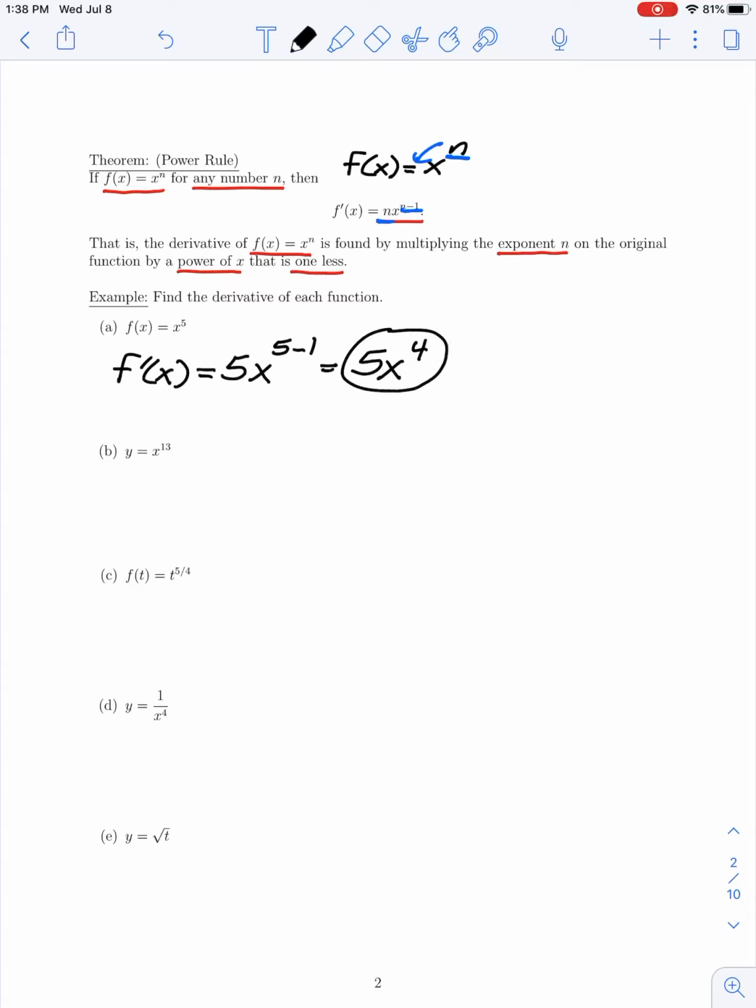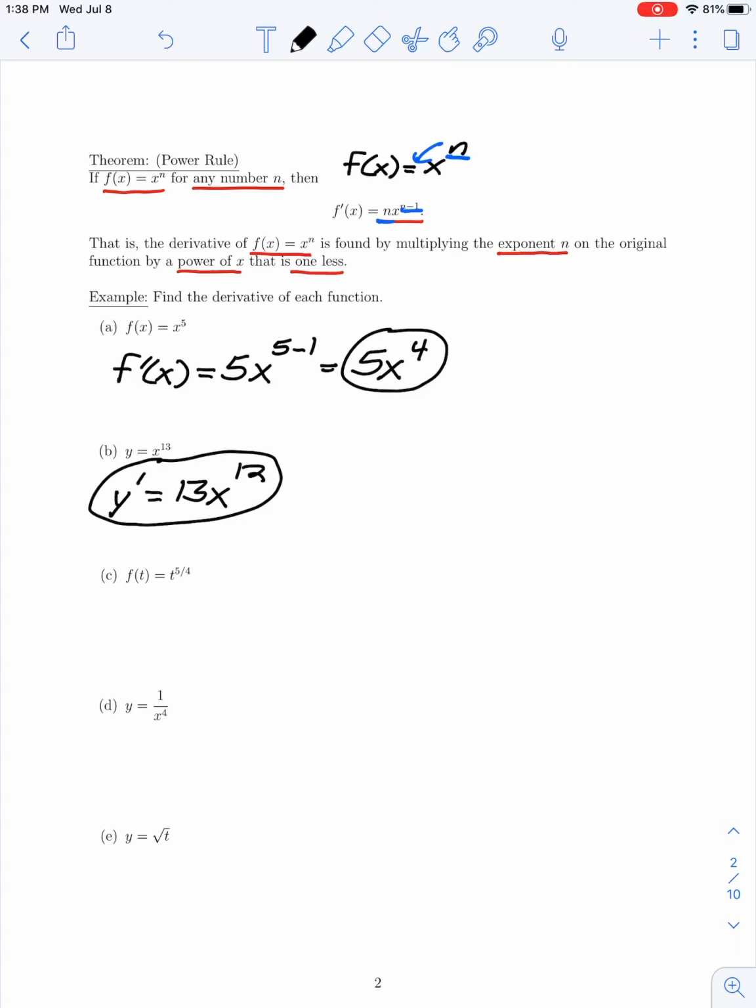In part B, we have y equals x to the 13th. So using the power rule, y prime would be 13x to the 12th. So we bring down that power 13 out in front of our variable x, and we decrease the power of x.